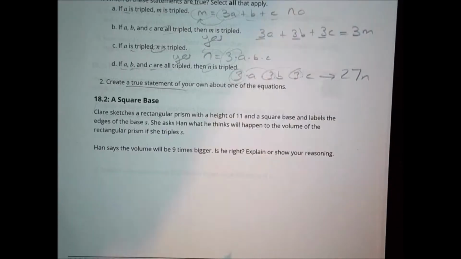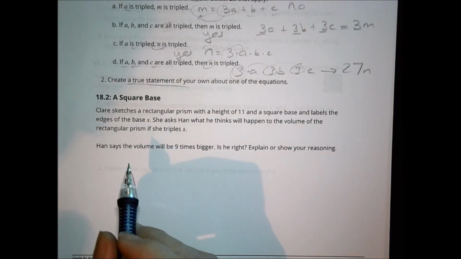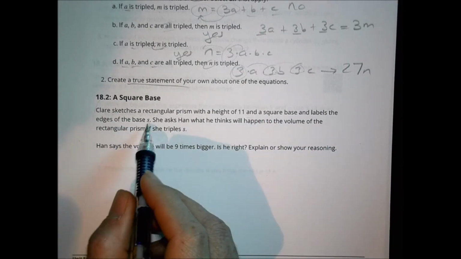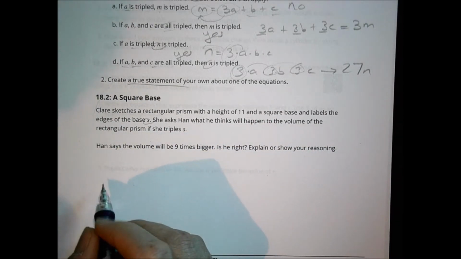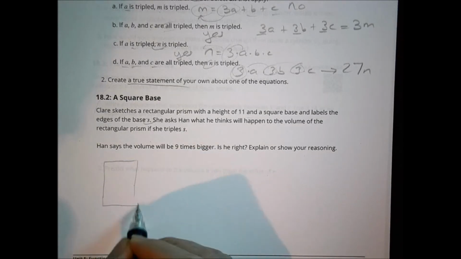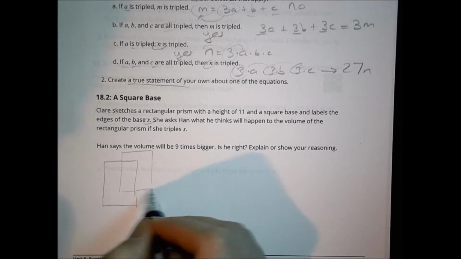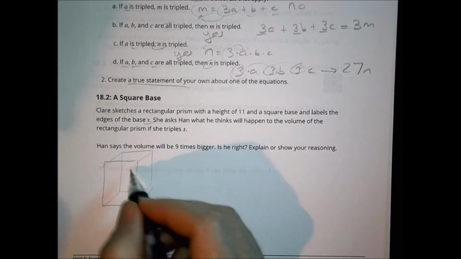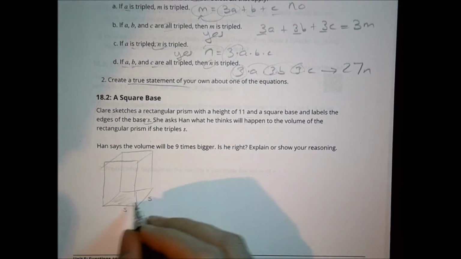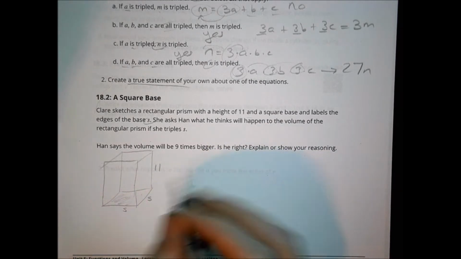Let's move to today's lesson here. So it says, first of all, we have a square base. Claire sketches a rectangular prism with a height of 11 and a square base and labels the edges of the base as S. Right? So she has a rectangular prism which has a height of 11, but it has a base that's a square that happens to be S. So we have S and S. So there's our square base down here, and it has a height of 11.